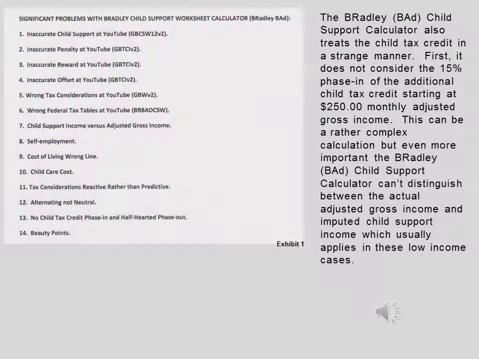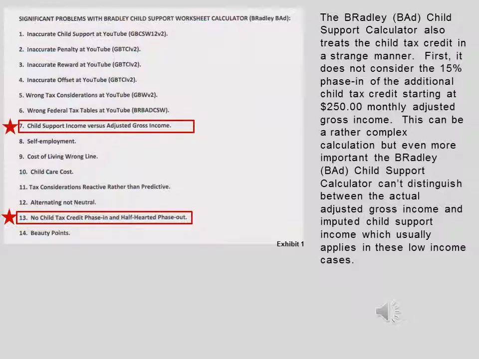The Bradley bad child support calculator also treats the child tax credit in a strange manner. First, it does not consider the 15% phase-in of the additional child tax credit starting at $250 monthly adjusted gross income. This can be a rather complex calculation, but even more important, the Bradley bad child support calculator can't distinguish between the actual adjusted gross income and inputted child support income, which usually applies in these low-income cases.